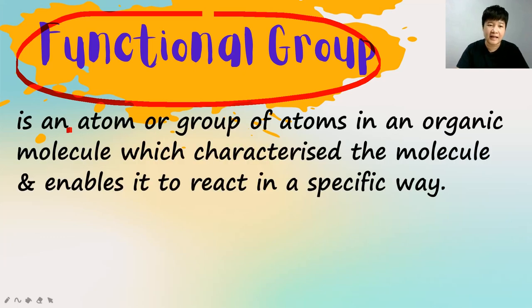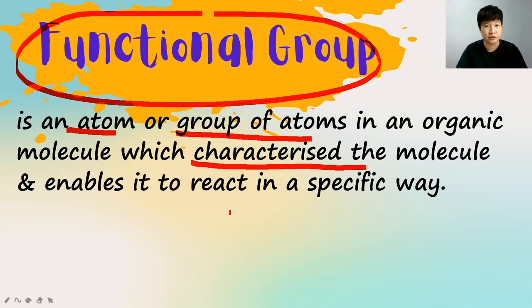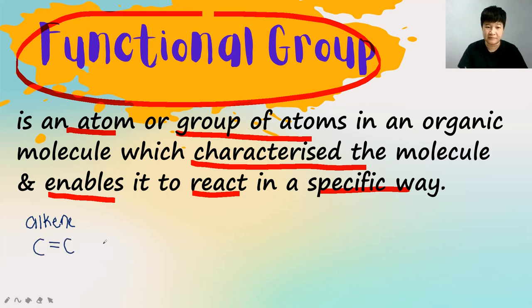A functional group is an atom or a group of atoms in an organic compound which will characterize the molecule. The functional group will also enable the molecule to react in a specific way, alright? I can give you a very simple example, which is alkene. Alkene is the presence of a carbon-carbon double bond. So the group of atoms that characterize alkene is the C double bond C, the carbon-carbon double bond.